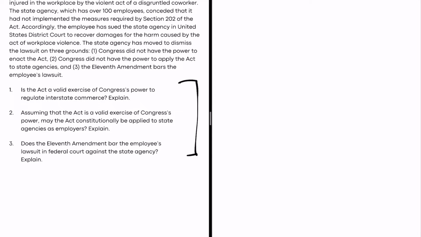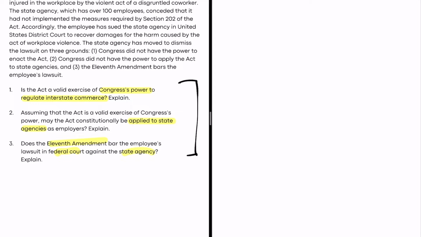So if we take a look at this call of the question, we see it asks us three questions. Question number one asks, is the act a valid exercise of Congress's power to regulate interstate commerce? Explain. Question number two asks, assuming that the act is a valid exercise of Congress's power, may the act constitutionally be applied to state agencies as employers? Explain. Question number three asks, does the 11th Amendment bar the employee's lawsuit in federal court against the state agency? Explain.